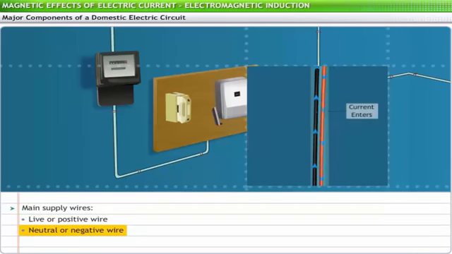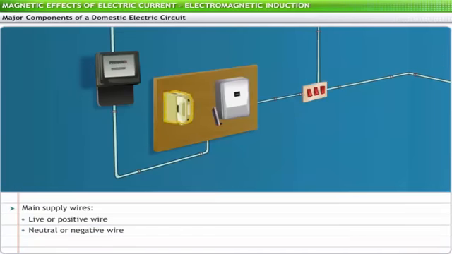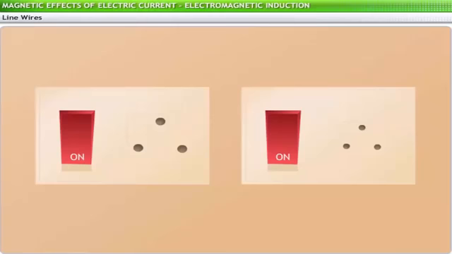Electric current enters a domestic electric circuit through the live wire. The neutral wire provides the return path for the current out of the circuit. These wires pass through the main fuse in a meter board. A main switch connects these wires to the line wires in the house. Line wires supply electricity to all circuits within the household.